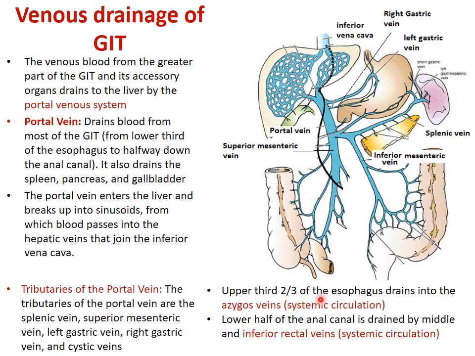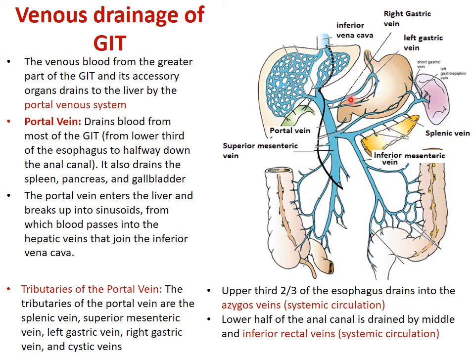The upper two-thirds of the esophagus drain into the azygous vein, systemic circulation. Now, for the esophagus, we divide it into upper, middle, and lower one-third. The arterial supply of the lower one-third is the esophageal branches from the left gastric artery, and the venous drainage of the lower one-third is through esophageal veins that are tributaries of the left gastric vein, right?